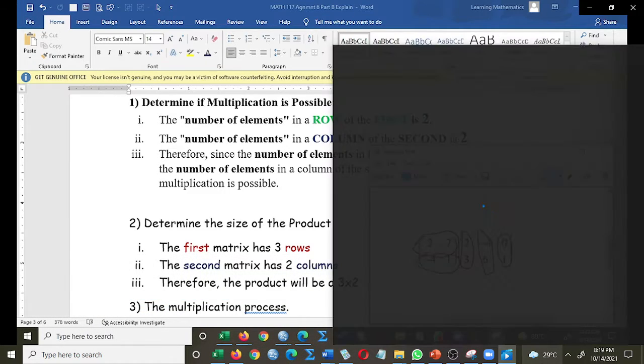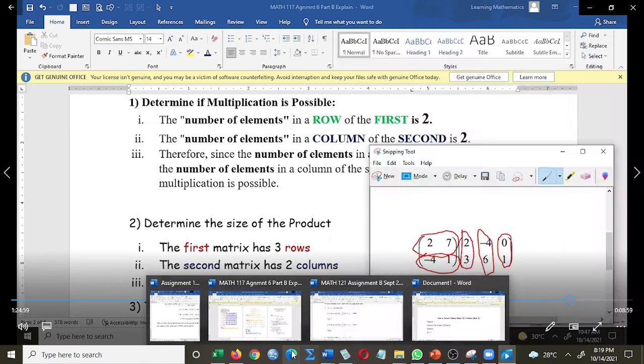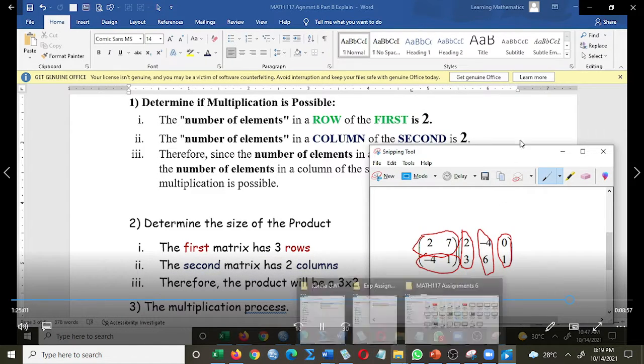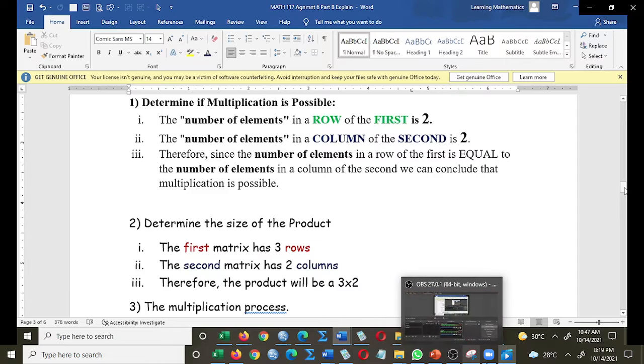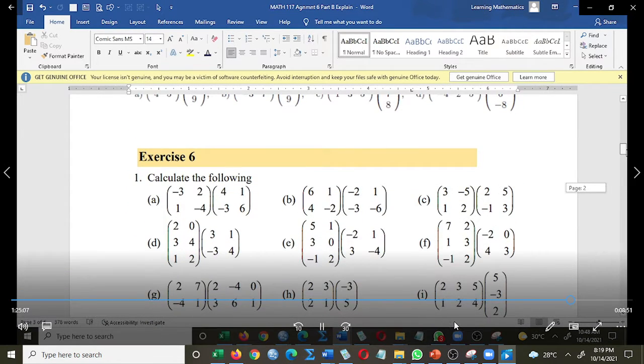Okay. So back at the assignment, exercise 4. That part, what is it? Evaluate the following. We multiply in there as well.